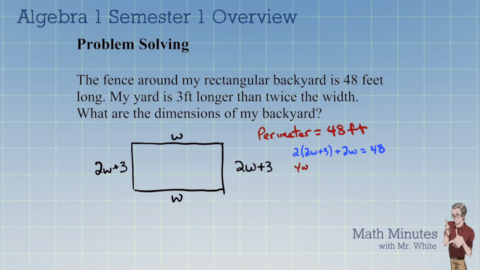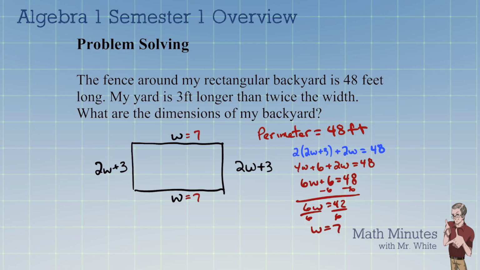Now we just solve the equation. 4W plus 6 plus 2W equals 48. That's 6W plus 6 equals 48. We then subtract 6 on both sides. 6W equals 42. We divide by 6. W equals 7. All right, so this side is 7. This side is 7 feet. Right? We should go ahead and put our units in there.